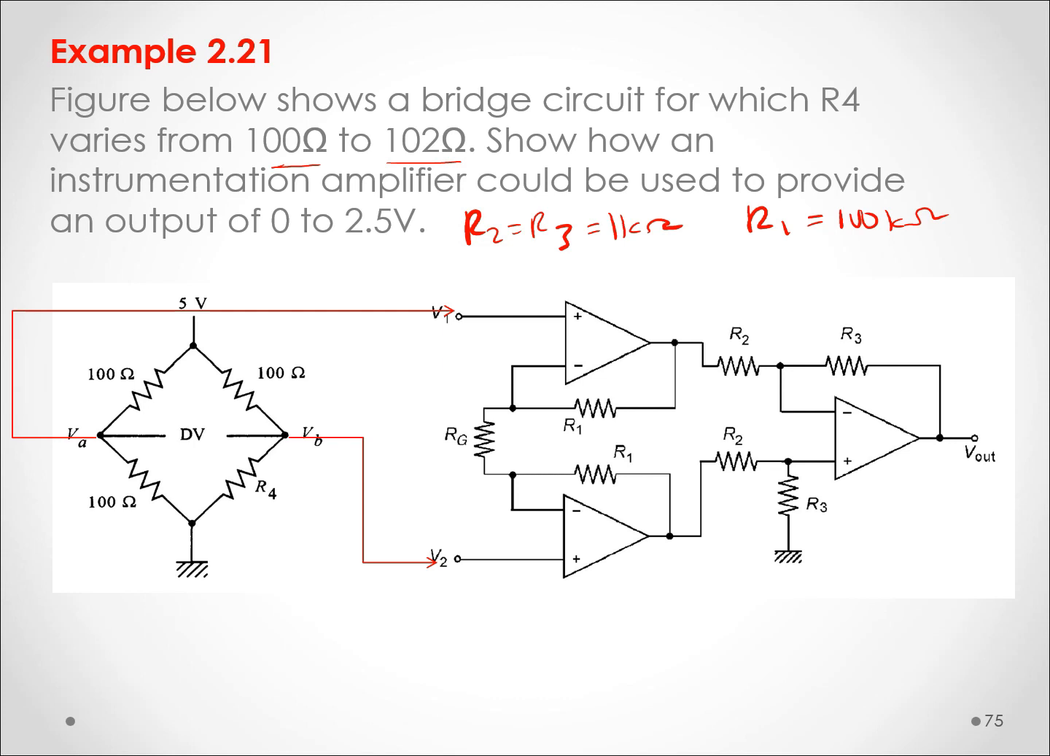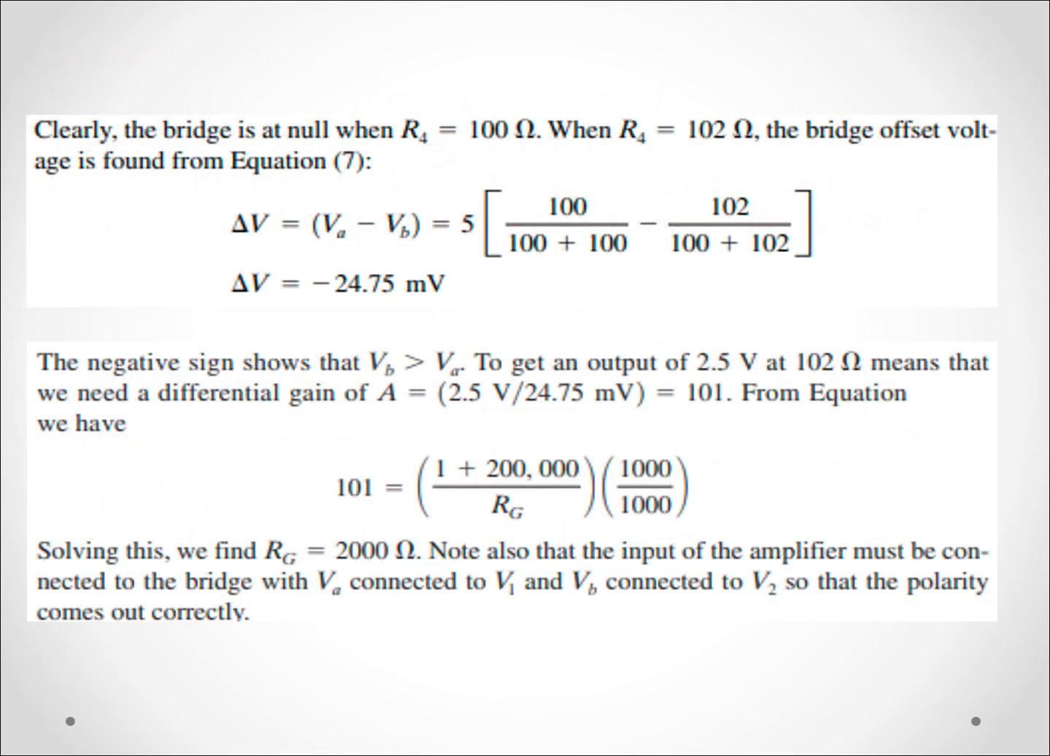Clearly the bridge is null when R4 equals 100 ohms. So when R4 changes to 102 ohms, the bridge will not be in the null condition and has an offset value, and we can find it by using this equation. It turns out that the delta V will be equal to negative 24.75 millivolts. The negative sign shows that VB is greater than VA.